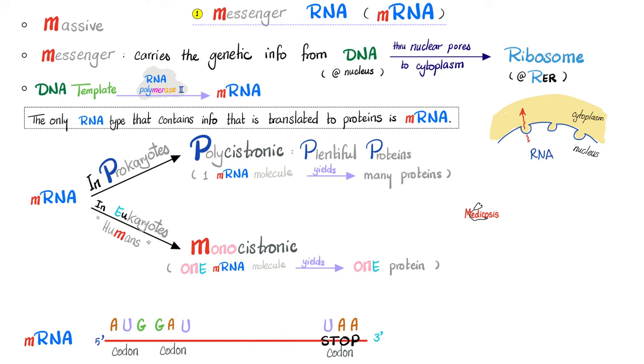Here is my lovely mRNA, which is the only type of RNA that contains genetic information that can be translated into meaningful proteins. And recall that in humans, it is monocistronic. 1 RNA molecule, 1 protein.